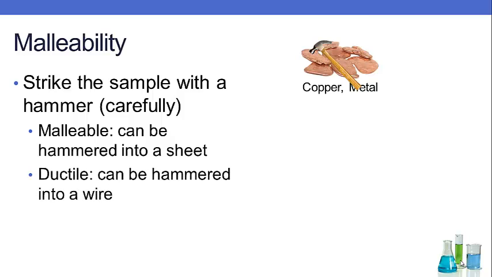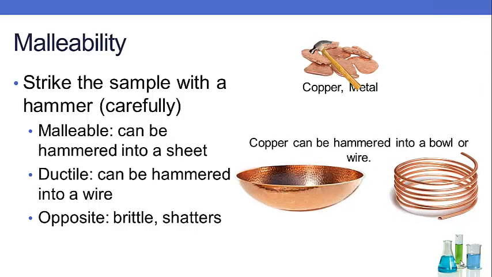Similar to that is ductile. So ductile simply means that it could be made into a wire. The opposite of malleable and ductile is going to be something that is brittle, something that shatters when you hit it. So the two terms, malleable and ductile, are very similar. If something is malleable, it's also usually going to be ductile. So here we have a copper bowl that was hammered into that shape, and we have some copper wire.